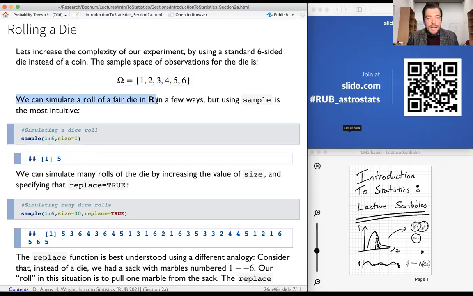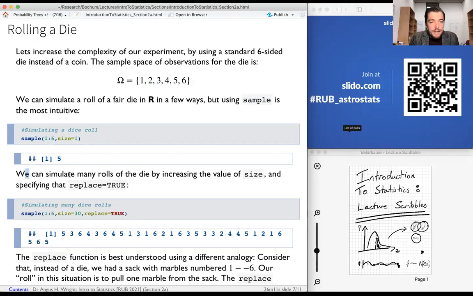We can actually simulate the roll of a fair die very easily using a function called sample in R. That sample function basically says, I want to sample a value from the vector 1 through 6, which is the possible outcomes in my sample space. And I want to draw 1 sample. So I want to roll the dice once. And when you do that, you find that the first value that you get is the value 5. So we have successfully simulated the roll of a die. That was fairly easy.